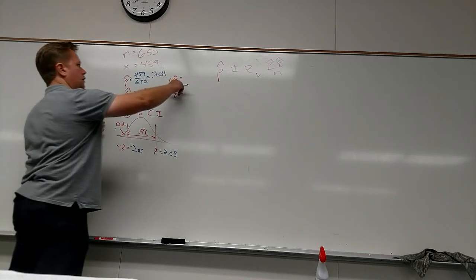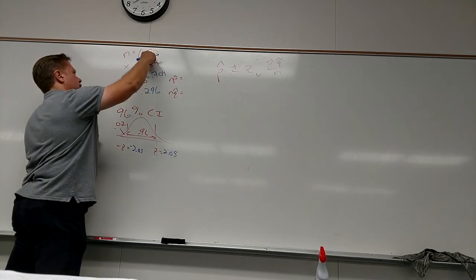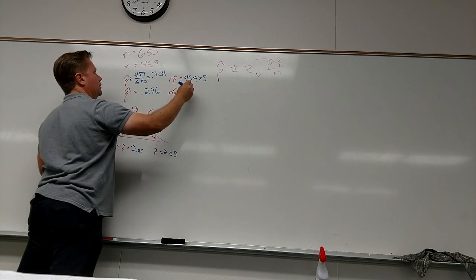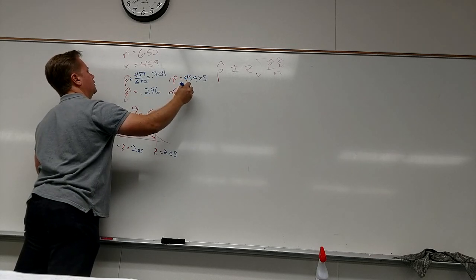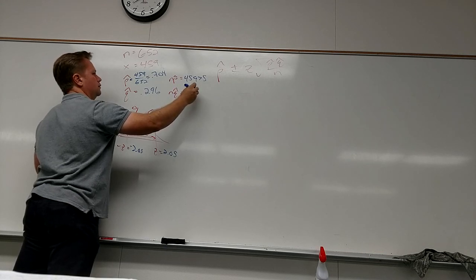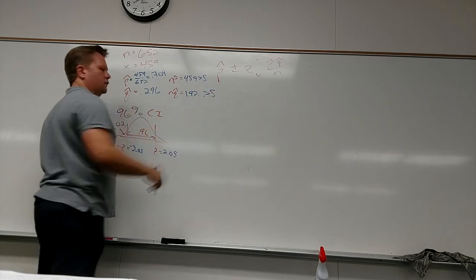And then n p hat, if you do this times this, you're going to get this, roughly. And then the rest would be, what is that, 192.92, blah, blah, blah, which is definitely bigger than 5.